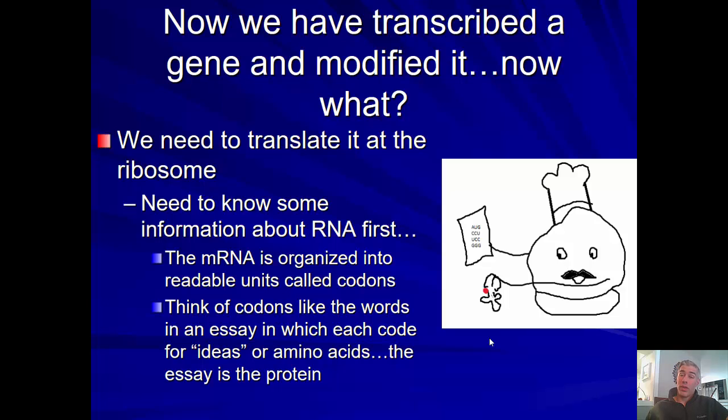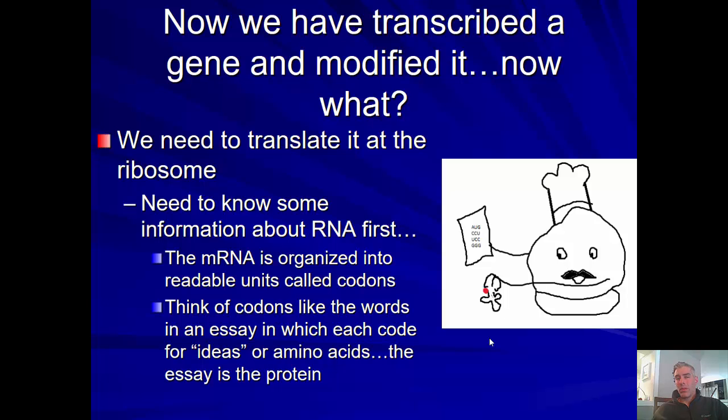Okay, so now we've transcribed a gene and modified it. What do we now have to do? We now have to turn that RNA into protein. Okay, and that's called translation. The process of taking a nucleic acid, RNA, and turning it into a protein, amino acids, is changing languages.